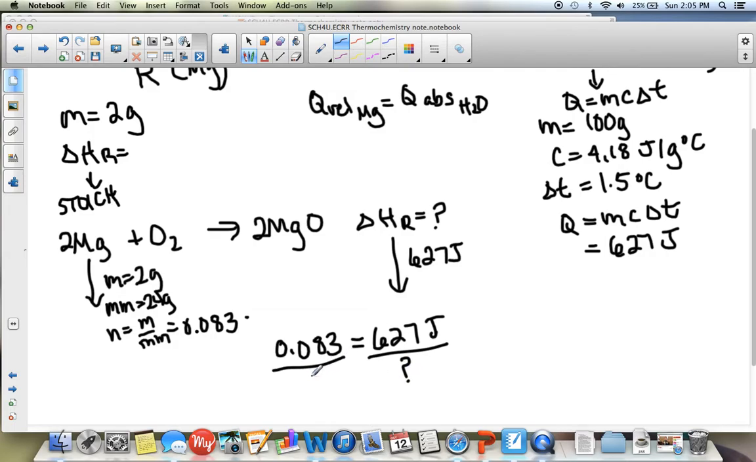We want to find out what 2 grams will produce in this heat of reaction. So we use our cross multiplication. Delta HR is equal to, well, let's figure it out.